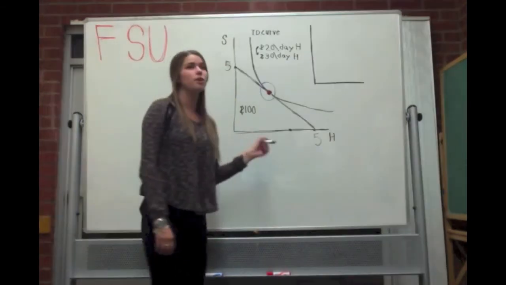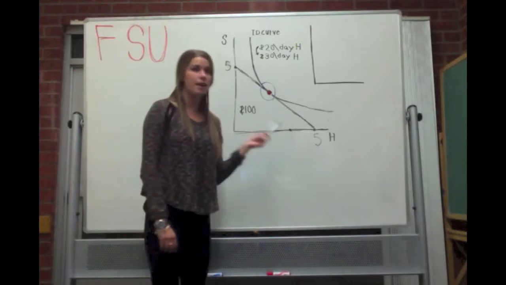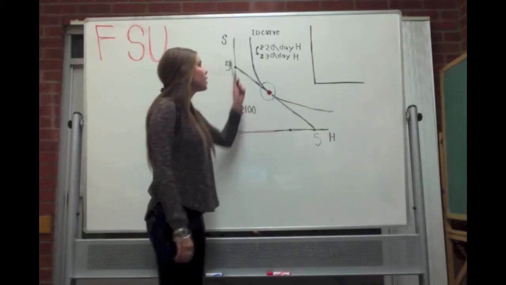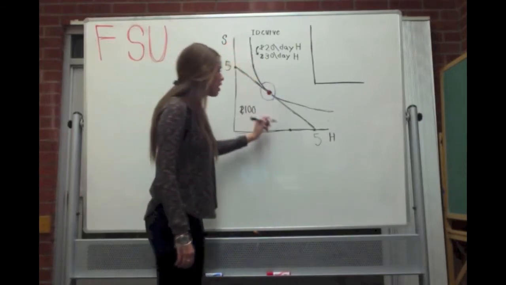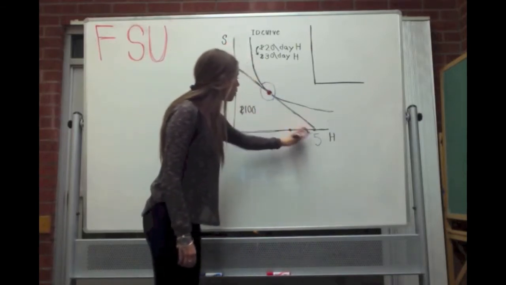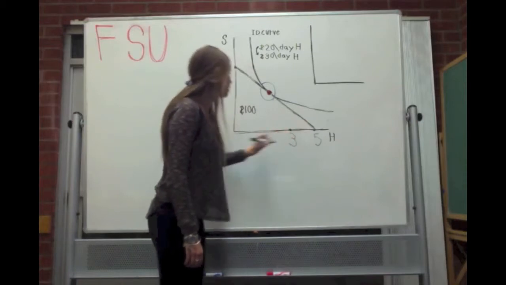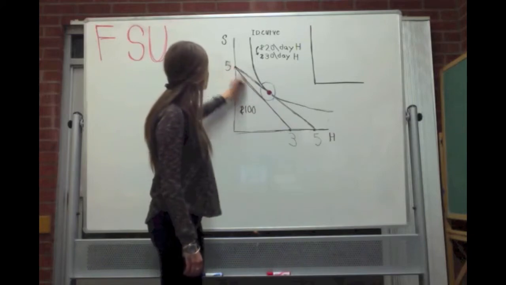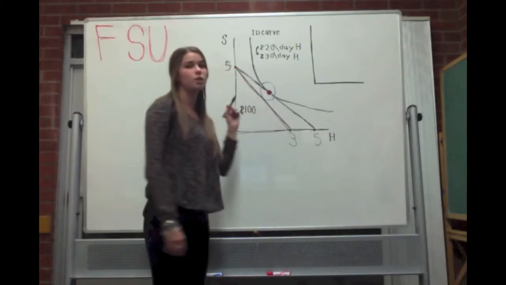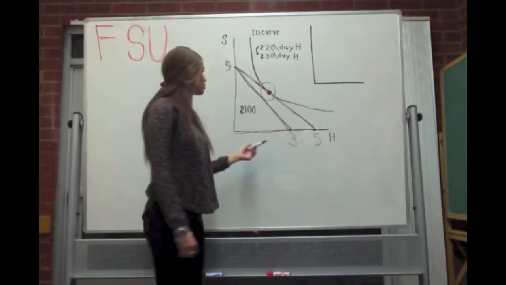All right, so now we're going to be talking about what happens when the price per day of horseback riding increases. When the price increases from $20 to $30, you will be purchasing fewer days of horseback riding. So basically 3 days of horseback riding. With this new increase in price, it shifts the budget line, but the budget will remain the same at $100.